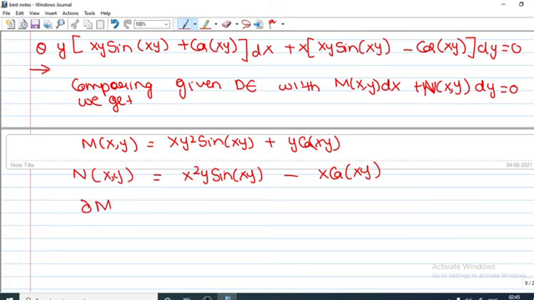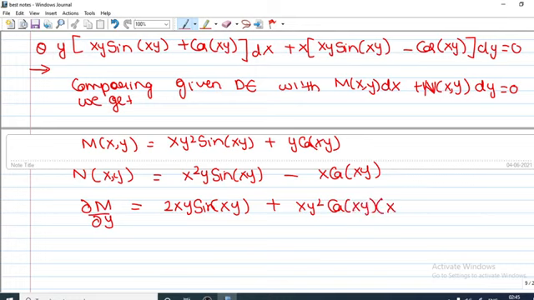Now dM by dy is nothing but x will be as it is, so first if I differentiate 2xy sin xy, first product rule will be applied. Secondly, here it will be xy square cos xy. If y is eliminated, x will be left, which will give me final answer 2xy sin xy plus x square y square cos xy.